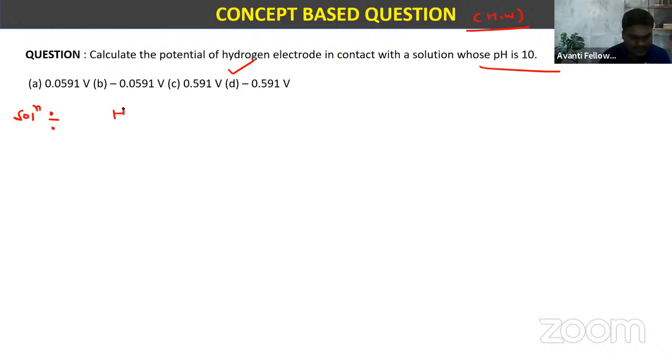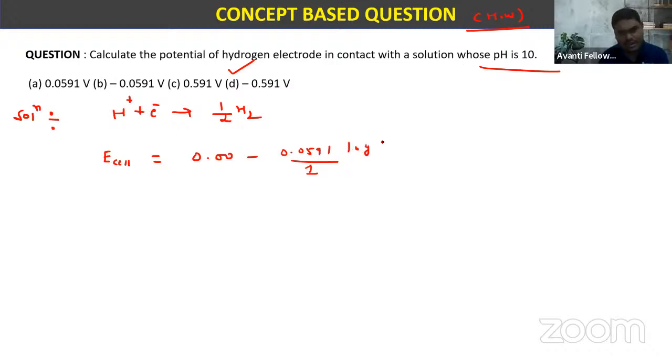So we know that this is the H plus. They accept one electron to become 1 by 2 H2. D, very good beta. Now, what is the EMF of the cell? So EMF of the cell is nothing but E naught cell, which is equal to 0.0 volt for the hydrogen, minus 0.0591 upon n. What is n here? n is nothing but 1. And what is this? That is log of the hydronium ion concentration, that is H plus.